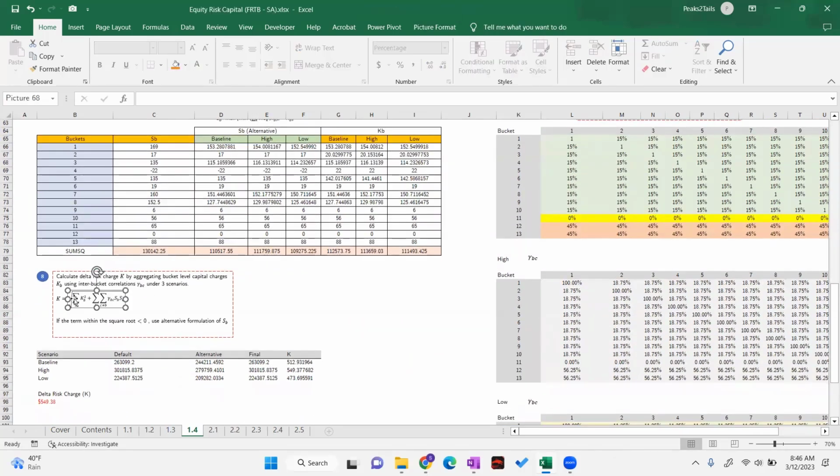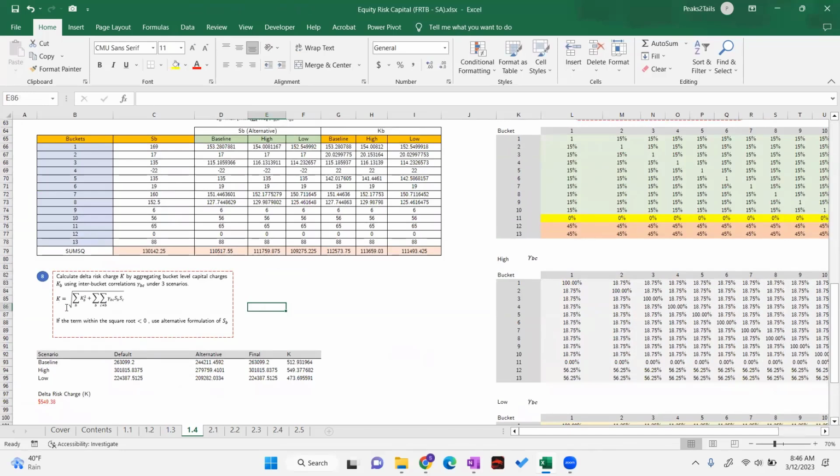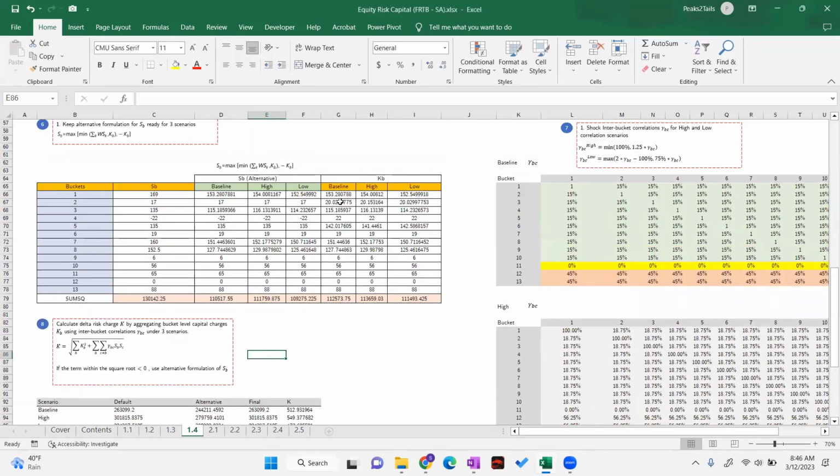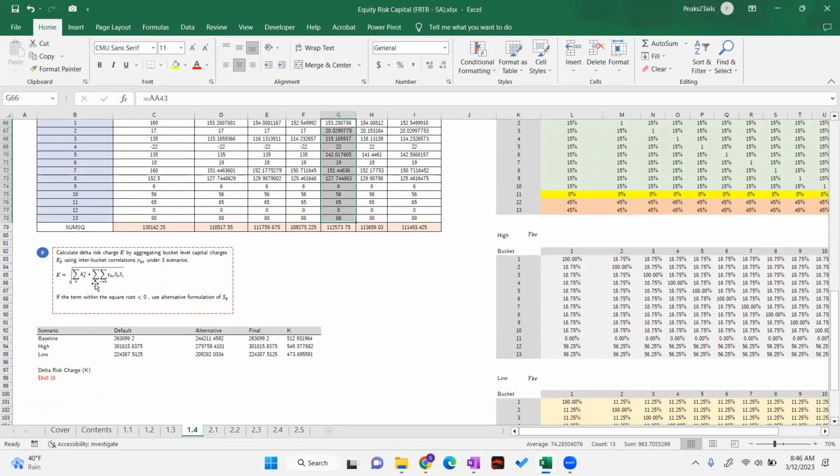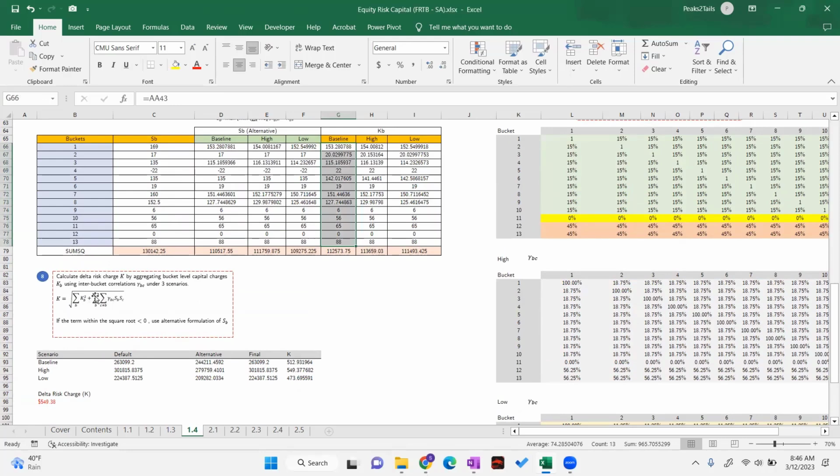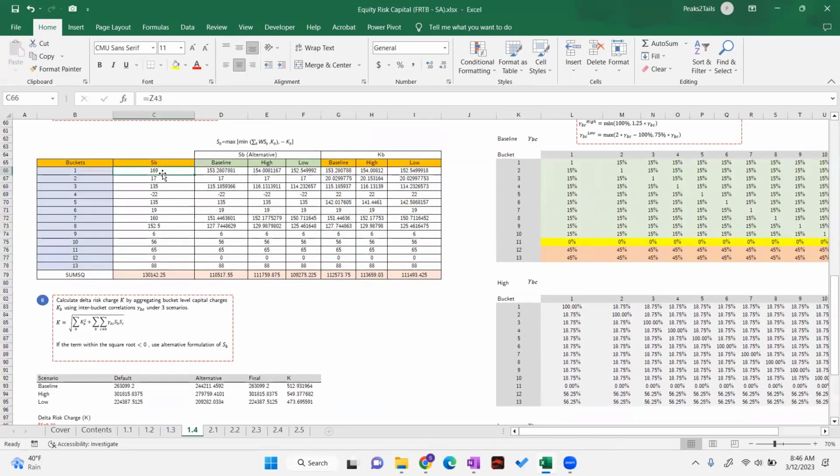For the final capital charge, we need to use this formula, which is very simple. Sum of KB square. For each scenario, we need to calculate this for high, for low, for baseline. We have KB. Sum of KB square you can calculate across the buckets, right? We're doing across the buckets now. Sum of KB square plus, it'll be a pairwise thing, 2 times gamma BC times SB times SC. SB times SC again will come from here.